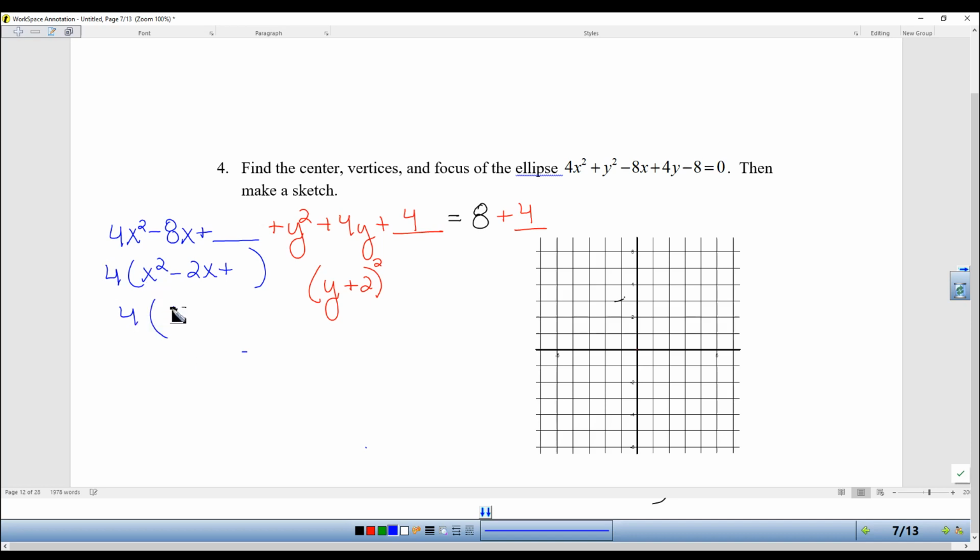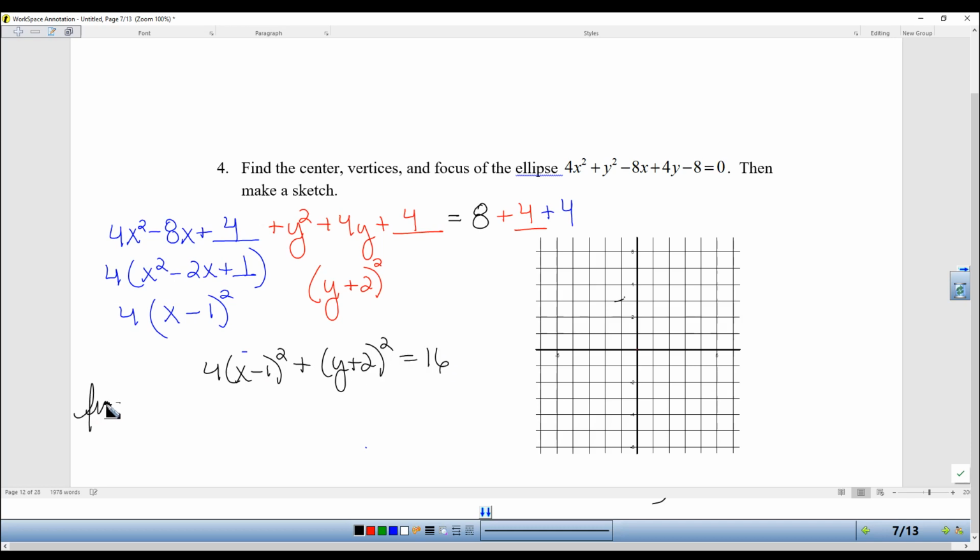So I get x squared minus 2x plus something. It's going to be, take this number, divide it in half, and then square this. -1 squared is 1. But if I remultiply this, I'd get 4x squared minus 8x plus 4. So I've actually added a 4 to both sides of the equation. So now I have 4 times (x minus 1) squared plus (y plus 2) squared is equal to 16.